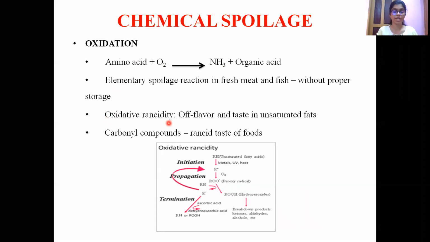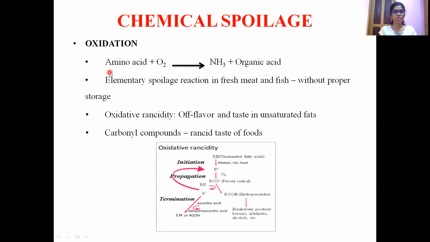rancidity, and this oxidative rancidity is one of the important factors for causing off flavor and off taste in unsaturated fats and oils, which leads to their quality deterioration. This off flavor or off taste is produced when the unsaturated fat comes in contact with oxygen. It forms peroxides, and when these peroxides react again, they form hydroperoxides and products of hydroperoxides, that is, carbonyl compounds. And these carbonyl compounds are highly responsible for the deterioration of the unsaturated fats.